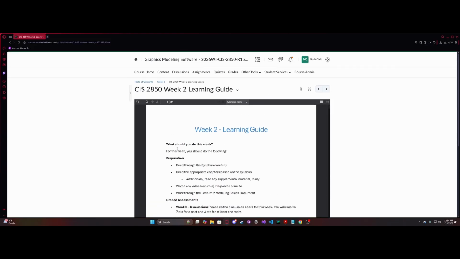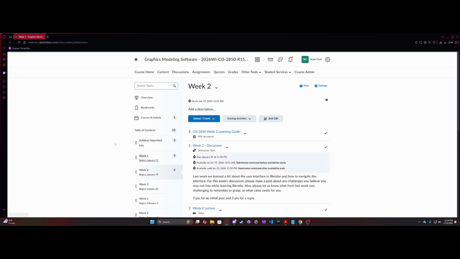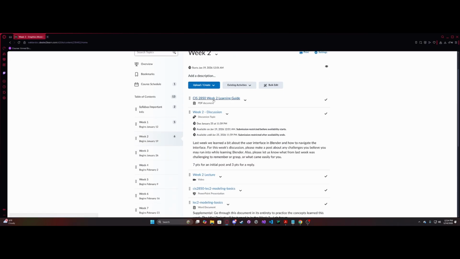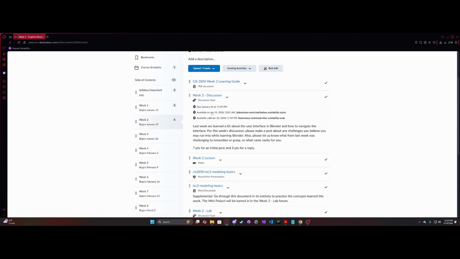We'll actually take a look at it now because we'll discuss the graded assignments from the Week 2 module here. So you can see the learning guide is posted here at the top. We do have a Week 2 discussion forum. This is due at the end of the week. It is 7 points for an initial post and 3 points for one reply.